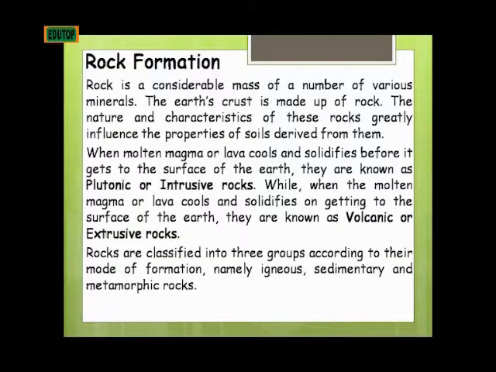Our next topic is rock formation. Rock is a considerable mass of a number of various minerals. The earth crust is made up of rocks.